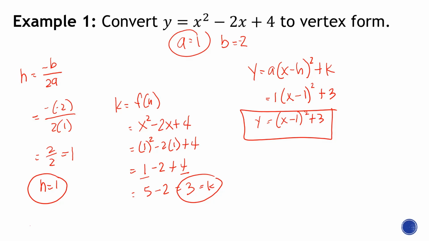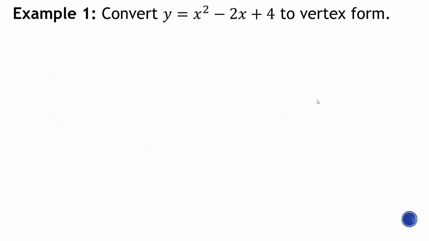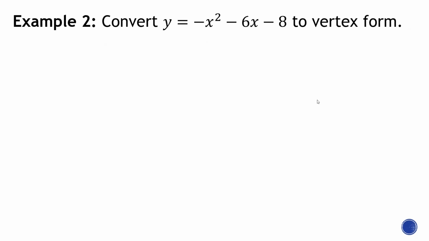Okay, let me give you another example. I have 3 more examples here. You just want to make sure you understand the procedure, but once you understand this one, you're good to go. Okay, so let's go to the second one. Again, the objective is to convert that into y equals a times x minus h squared plus k.